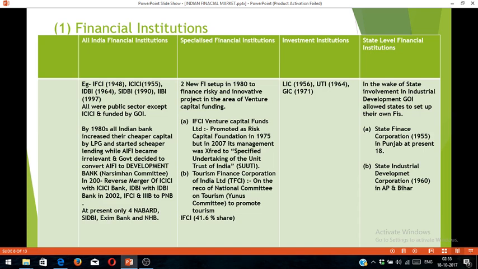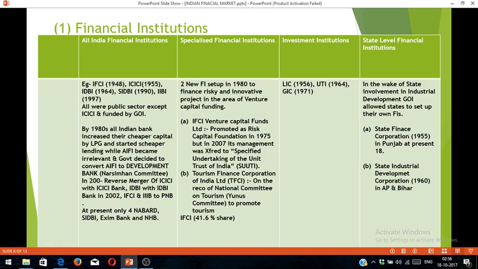These 4 financial institutions are NABARD, SIDBI, Exim Bank, and National Housing Bank. NABARD means National Bank for Agriculture and Rural Development. SIDBI means Small Industrial Development Bank of India. Exim means Export Import Bank, and NHB means National Housing Bank. So you have to remember the names of these 4 banks, which are still working exclusively in the capital market.